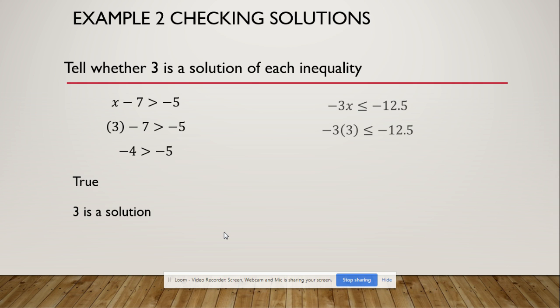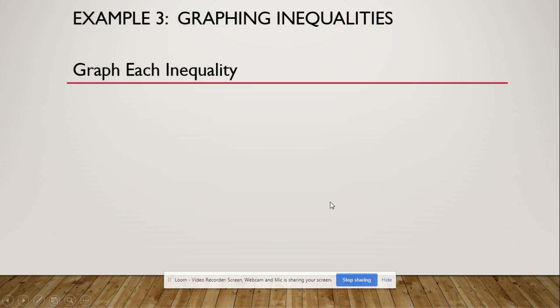Doing the next one, once again, we replace x with a 3. So now we've got -3 times 3 is -9. -9 less than or equal to -12.5. Well, it says that -9 should be colder, but -9 would be a higher temperature than -12.5. Therefore, this is false. 3 is not a solution to this inequality.